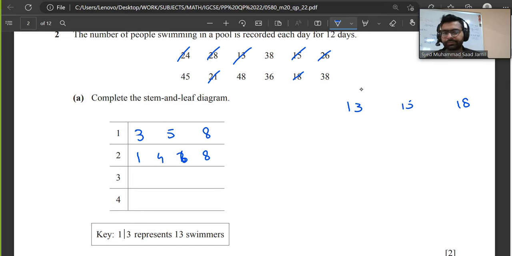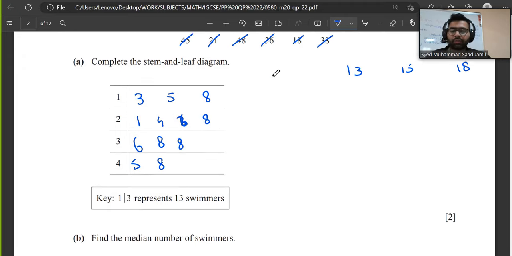Then you have 36. So you will just write 6 and then 8, 8, 38, 38. And lastly you have 45. You will just write 5, and 48 you will just write 8. So that's it. You're done with this question.